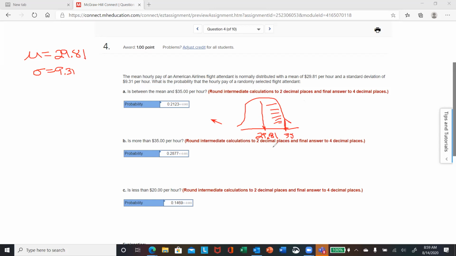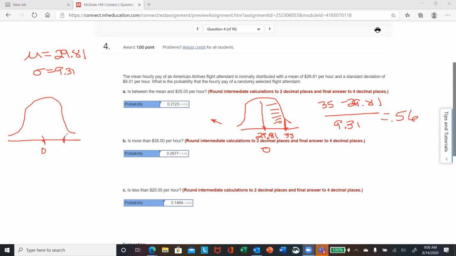So we know the z-value is 0 in the middle. To get the z-value at 35, it's just going to be 35 minus 29.81, divided by 9.31. Once you do that, you're going to get right around 0.56 as your z-value. So what you do is you go to your z-table. Draw this again. You look up a z-value of 0.56.